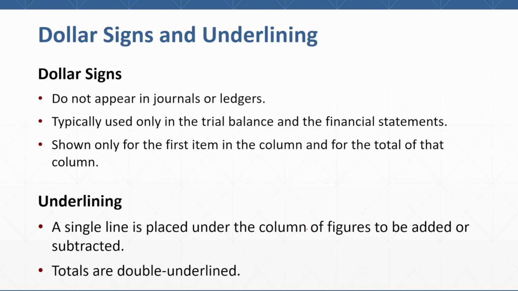When we prepare our journals, ledgers, our TB, we really do not use dollar signs on every single amount, every single line. We really don't use dollar signs in journals and ledgers. But in our TB, we just use the first line to show the dollar sign. And when you see a number being double lined, it means that that number is a total amount.